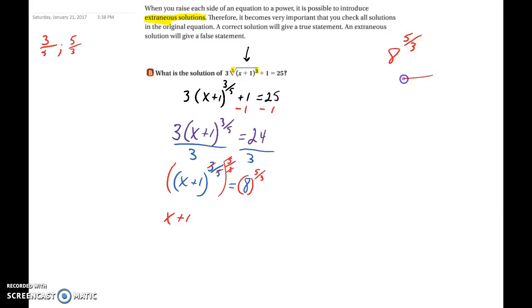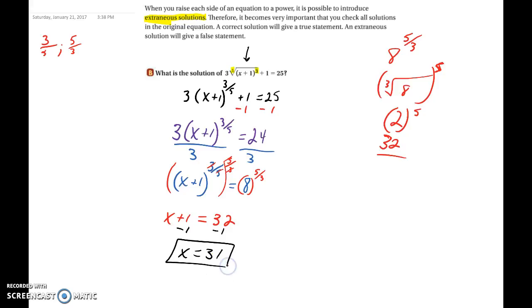It's power over index, so we know it's the cube root of 8 raised to the 5th power. Now remember, it's easier to take the radical first, because then you're dealing with small numbers. The cube root of 8 we know is 2, and 2 raised to the 5th power is 32. All right, so then we know x plus 1 is equal to 32, and then we'll subtract 1 from each side, and we get x is equal to 31.